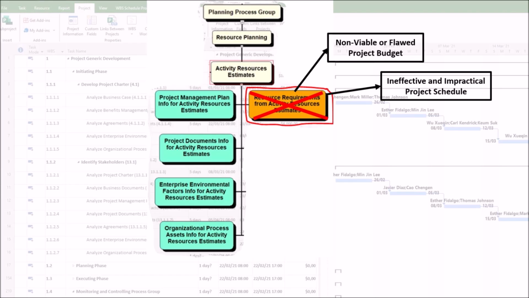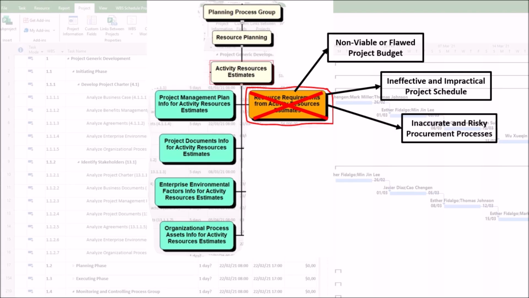Second, you may experience constant replanning. As the poor estimates are discovered during execution, the entire schedule must be constantly reworked, leading to schedule slippage, missed milestones, and team demoralization.